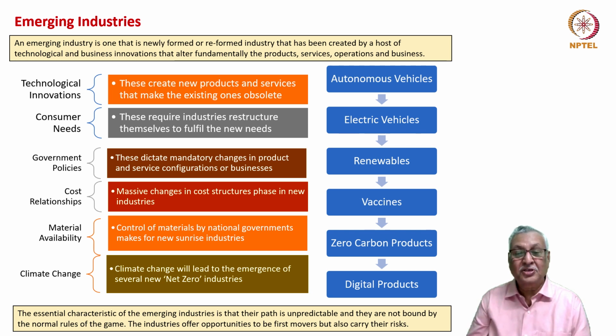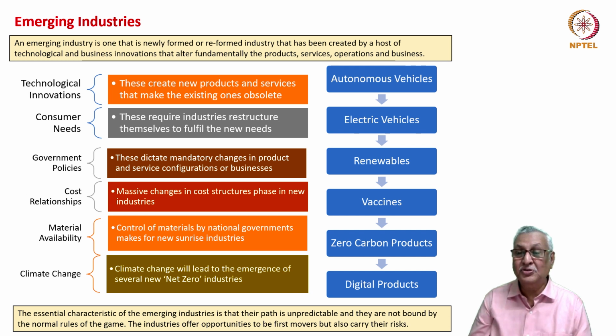Massive changes in cost structures are faced in new industries. That is again likely to be there in respect of all new generation technologies, where the initial cost will be very high but subsequent costs would be lower. We have seen how from an index of 15 the costs have come down to 5 in the renewable energy industry. Material availability: control of materials by national governments makes for new sunrise industries.